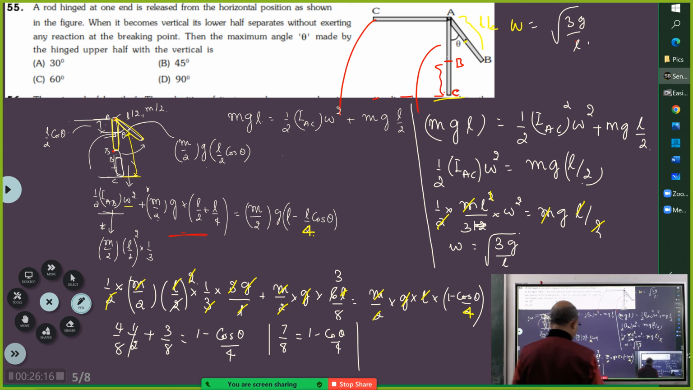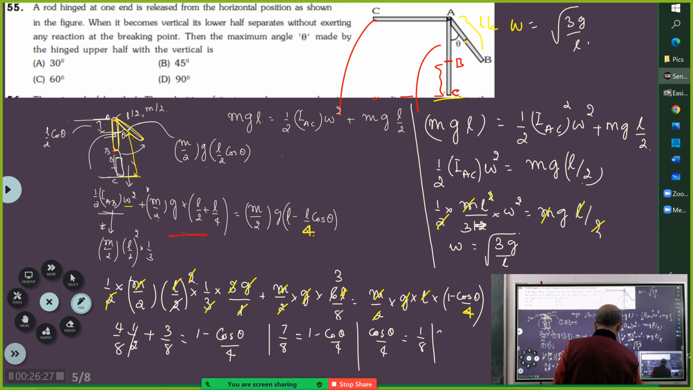So this side I transfer here. That's here 1 minus 7 by 8. I will get 1 by 8. So cos theta by 4, I will get 1 by 8. So cos theta will be equal to 1 by 2. So theta will be equal to 60 degrees. Okay, we have this option.